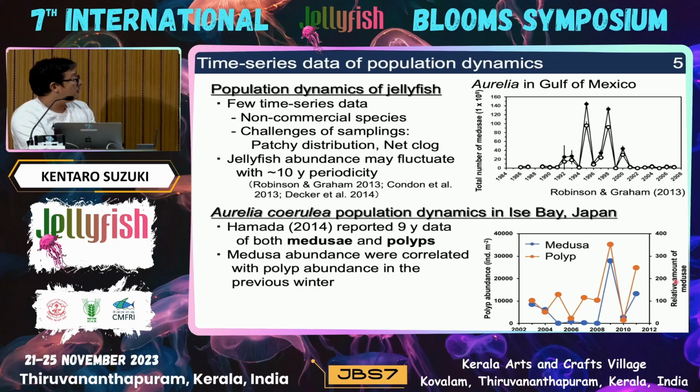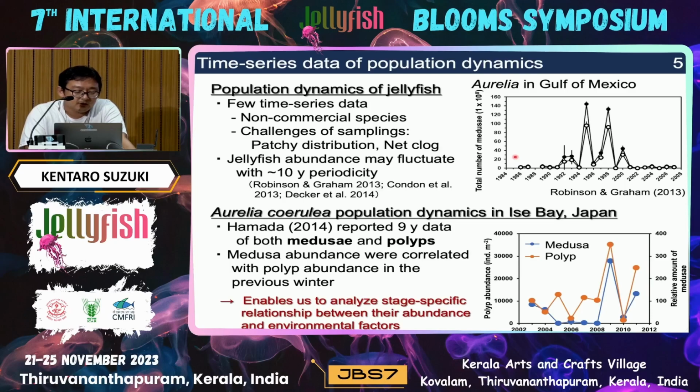In the report, the medusa abundance, the blue points, was correlated with polyp abundance in the previous winter, which produced ephyra, the orange dots. Such a unique data set enables us to analyze the stage-specific relationship between the abundance and environmental factors.